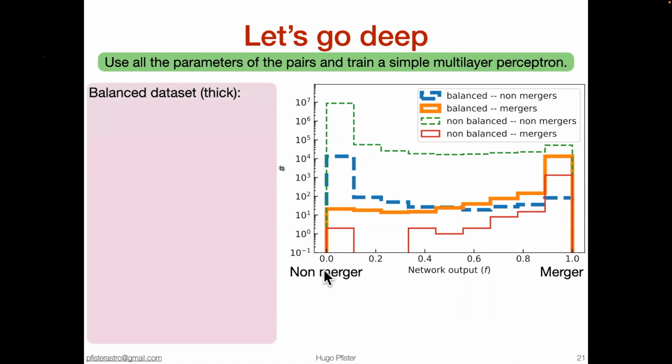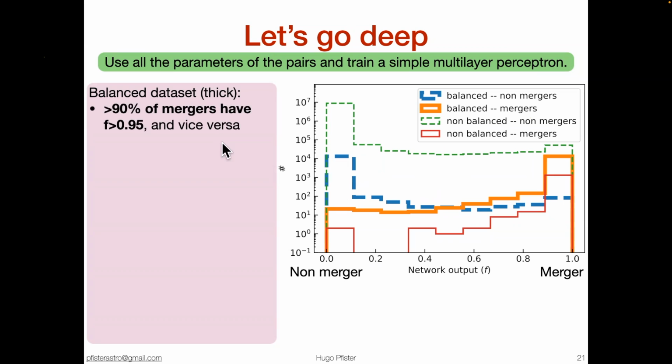And there are 4 lines. We will go one by one. First, because the dataset is very unbalanced, of course, you want to use a balanced dataset to do the training. So I downsample the number of non-mergers, and I train the dataset. And then on the validation set, I use a balanced dataset. So these are the thick lines.